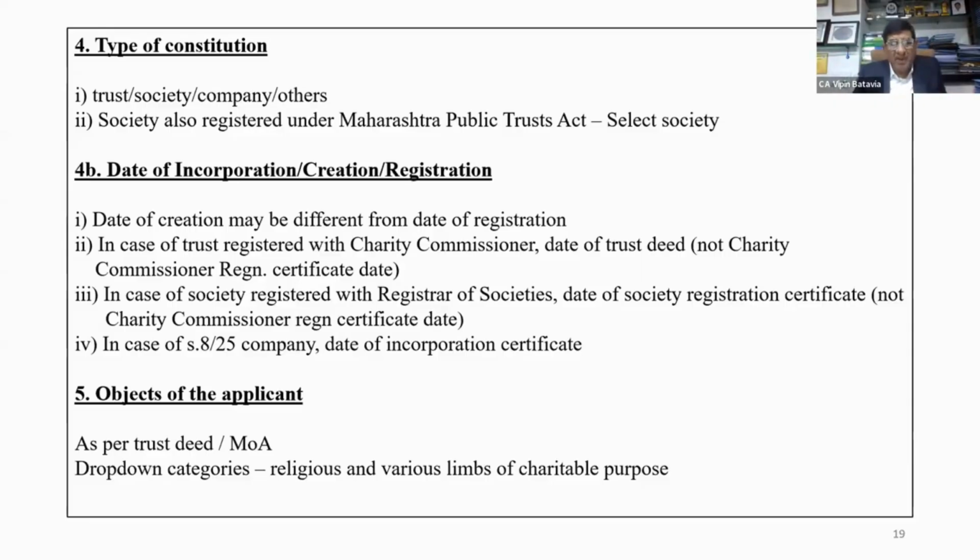Then for a Section 8 or Section 25 company, it is the date of incorporation. Because the license is granted, that is not the date of incorporation. The incorporation certificate date will be the date of incorporation. Now, objects of the applicant. Row number 5, where you have to write as per the trust deed and MOA. Not what is actually conducted, but whatever the objects of the applicant are has to be mentioned. And there are drop-downs, where you have to decide on the religious or various limbs of the charitable purpose. You can select various limbs.